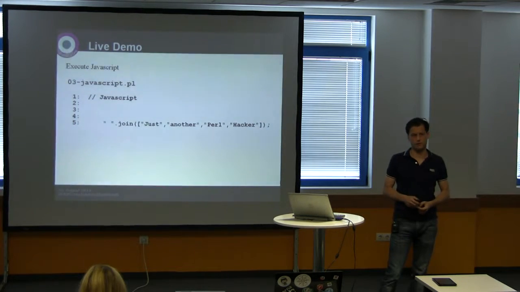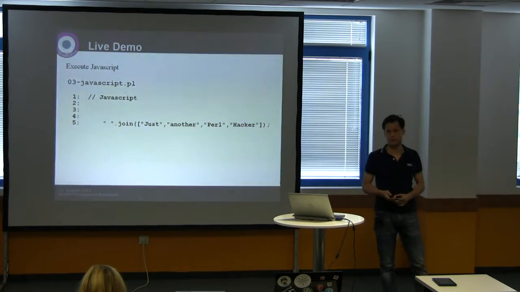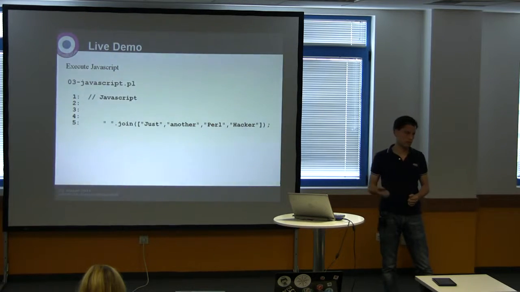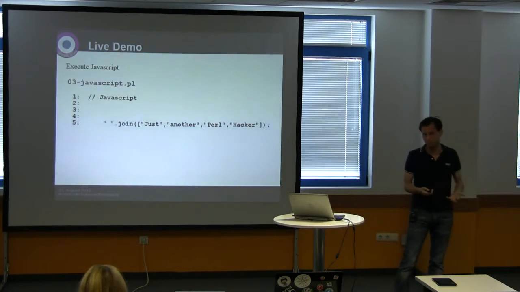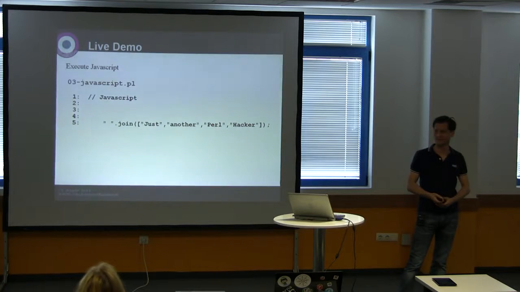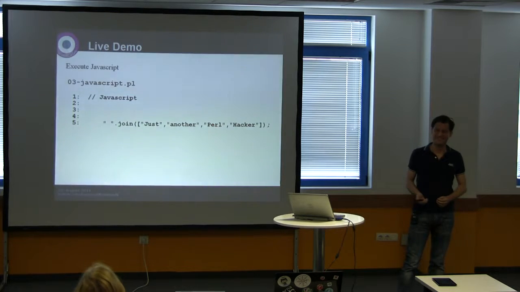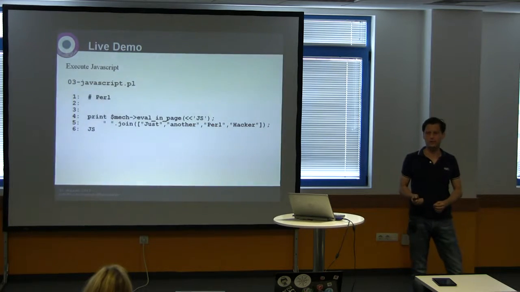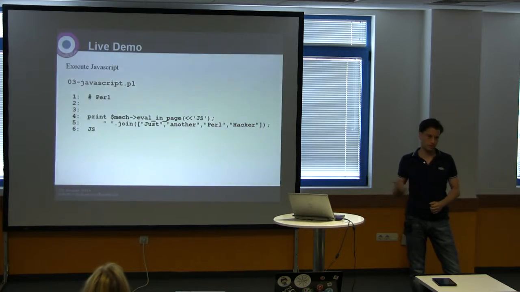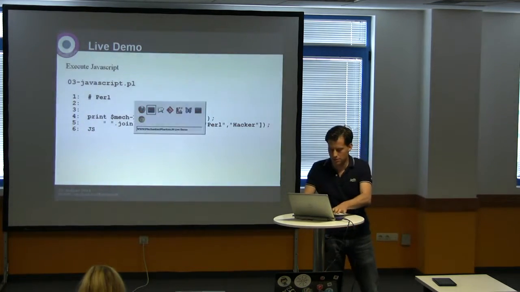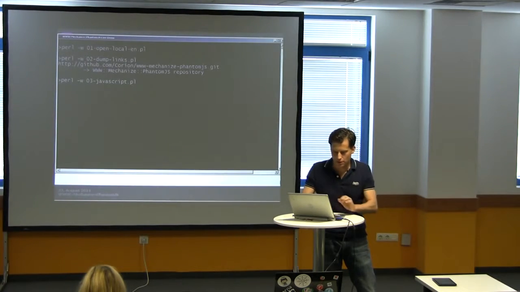And the main point is, of course, executing JavaScript. In line 5, there is some JavaScript. Can anybody here guess what the JavaScript might produce? Nobody does. Okay, to run that JavaScript, we simply wrap it with the eval in page method and then run it.